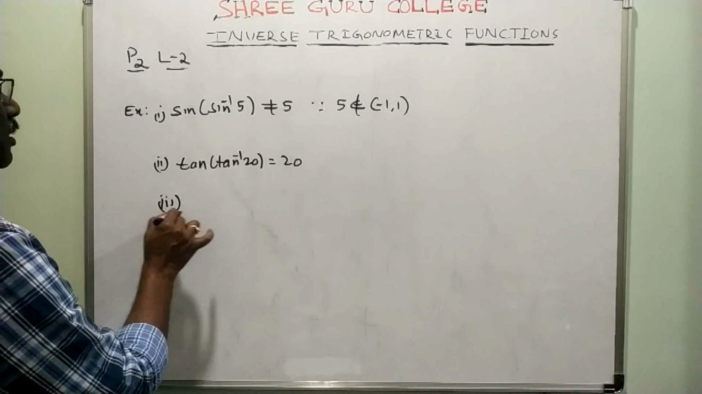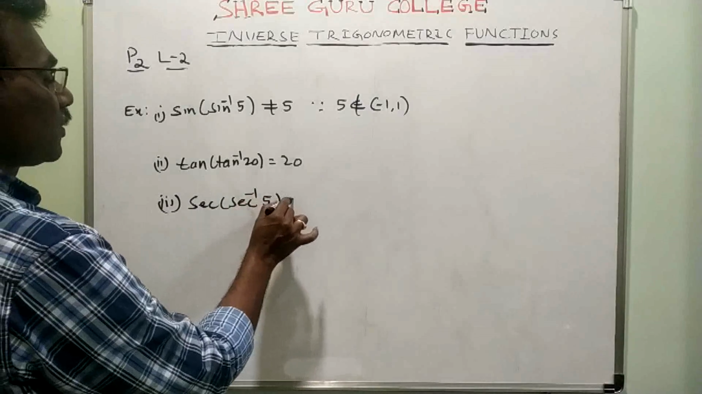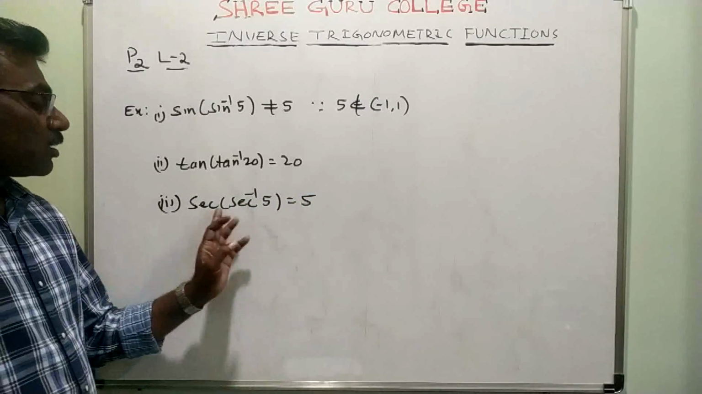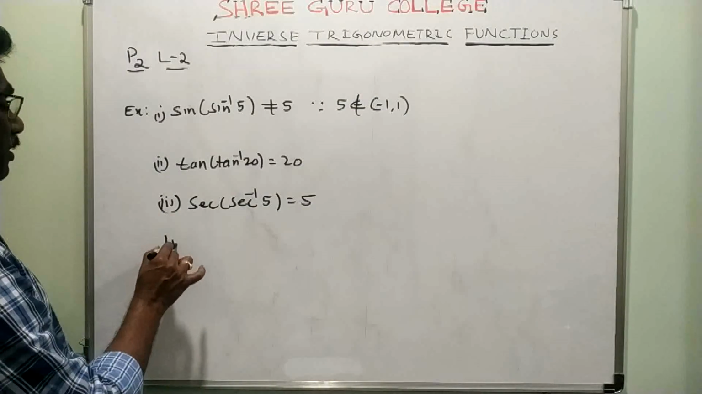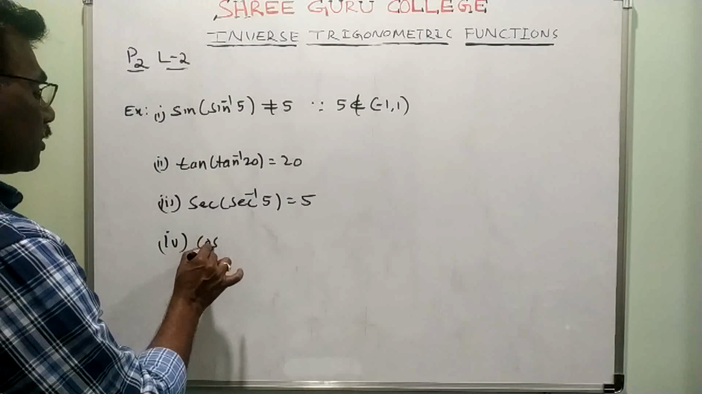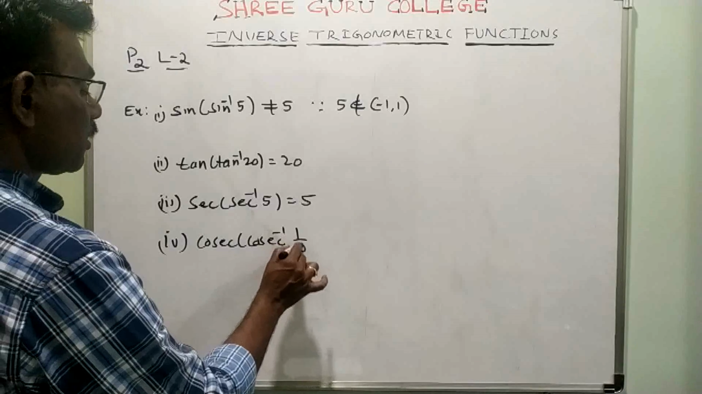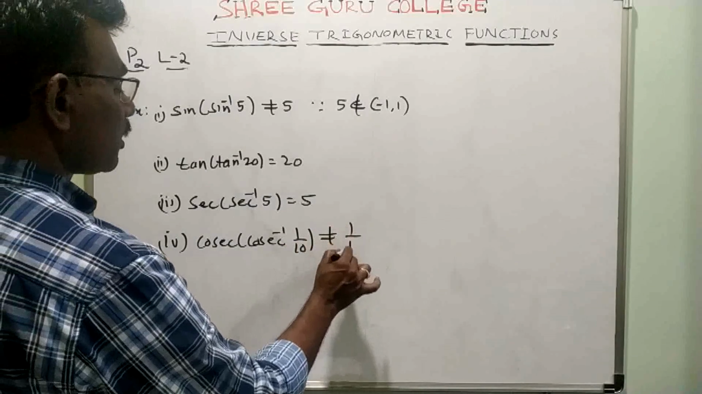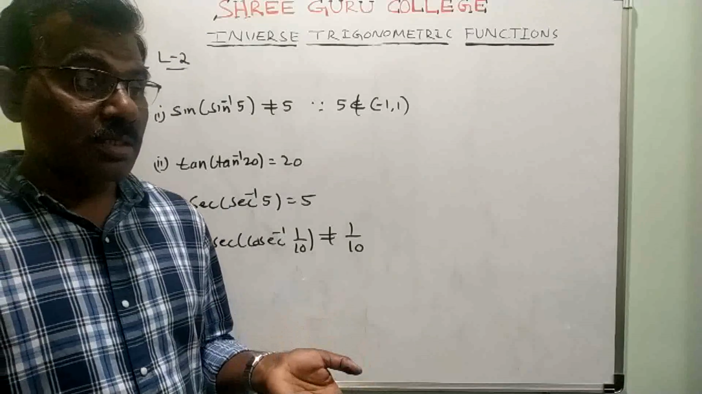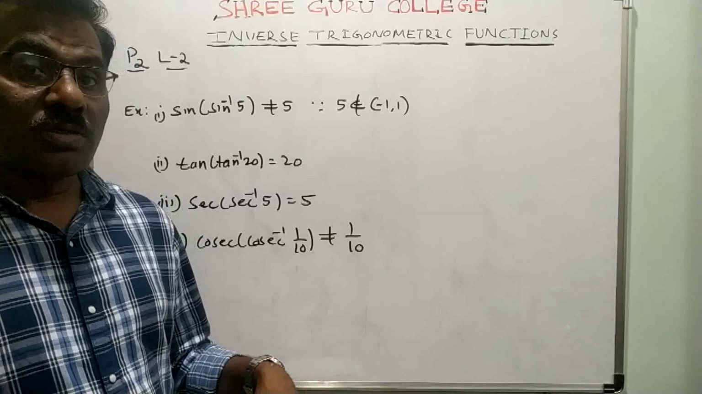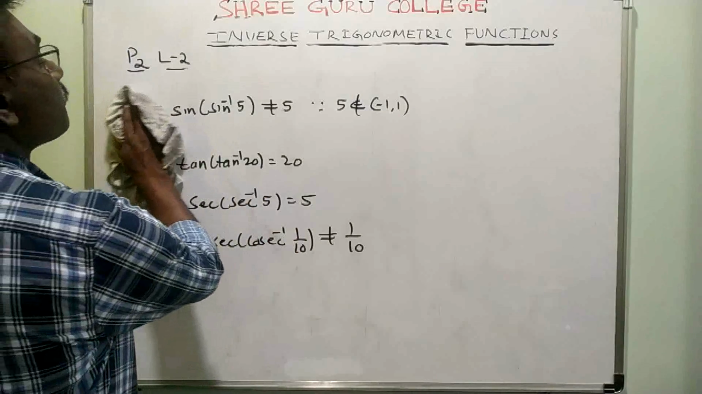Number 3, secant of secant inverse of 5 is 5, because the domain of secant inverse is x greater than or equal to 1. Number 4, cosec of cosec inverse of 1 by 10 is not equal to 1 by 10, because 1 by 10 is less than 1. So what is the domain condition? x greater than or equal to 1 or x less than or equal to minus 1. So these are examples of the domain.